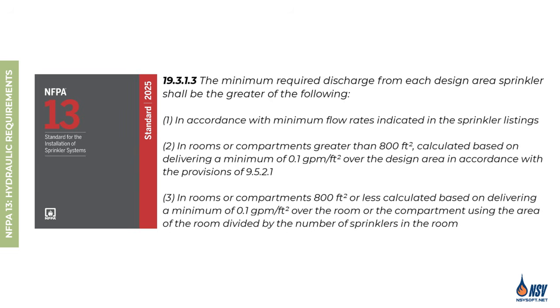What makes hydraulic calculations more interesting, or sometimes more complicated, is determining the minimum flow of each sprinkler in the design area. Section 19.3.13 states that the minimum sprinkler flow must be the greater of the flow indicated in the manufacturer's datasheet, or the flow calculated by multiplying the density of 0.1 gallons per minute per square foot by the sprinkler coverage area using the S times L method. Where the room or compartment does not exceed 800 square feet, the average coverage area of the sprinklers shall be used instead of the S times L method.